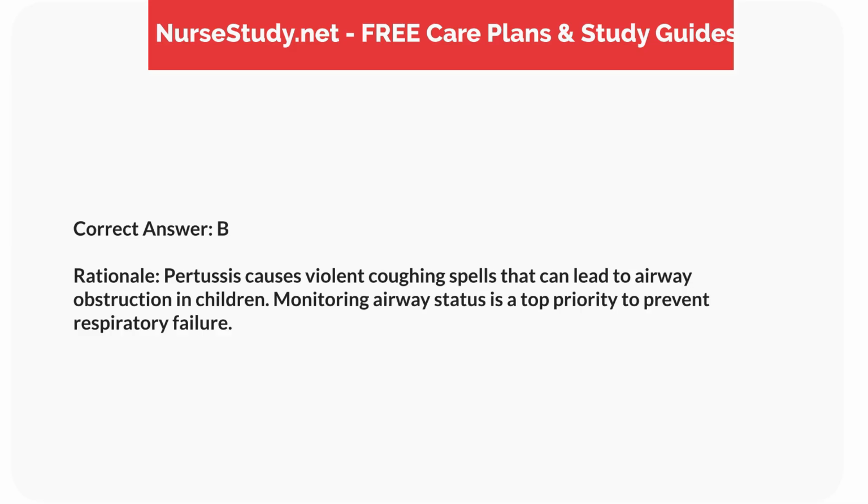Correct answer, B. Rationale: pertussis causes violent coughing spells that can lead to airway obstruction in children. Monitoring airway status is a top priority to prevent respiratory failure.